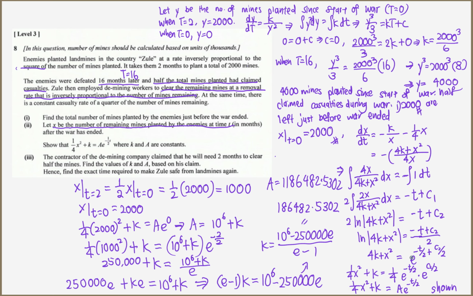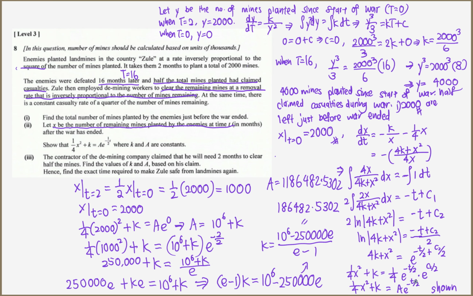Using the exponential rule, we know that e to the power of minus t over 2 plus c2 over 2 is just e to the power of minus t over 2 multiplied by e to the power of c2 over 2. Since c2 is a constant, dividing by 2 is still a constant, the exponential of a constant is still a constant, and dividing by 4 is still a constant. So we let all this be the constant a, which we'll find later, times e to the power of minus t over 2. So what they asked us to show is 1/4 x squared plus k equals a e to the power of minus t over 2.